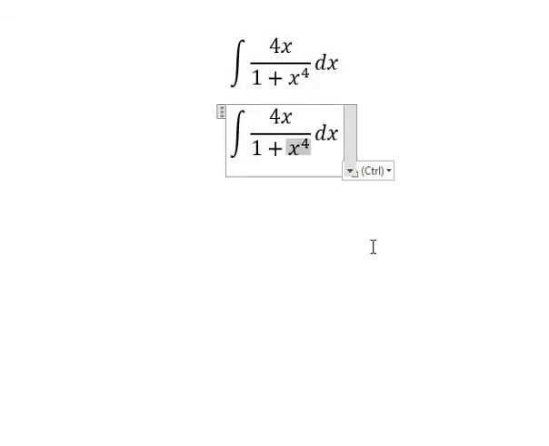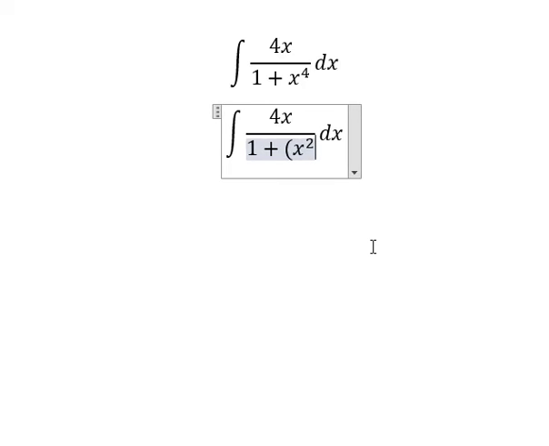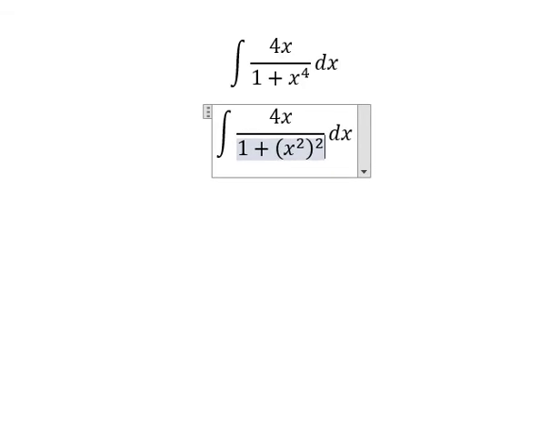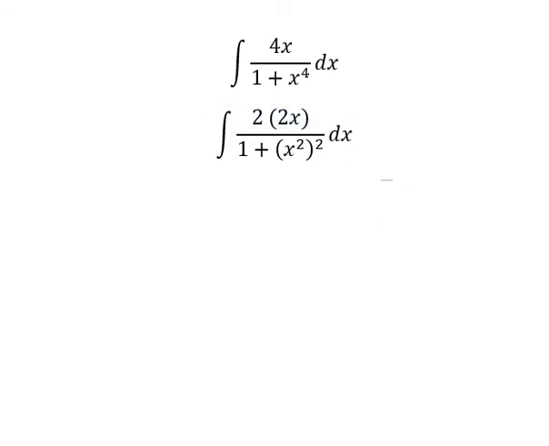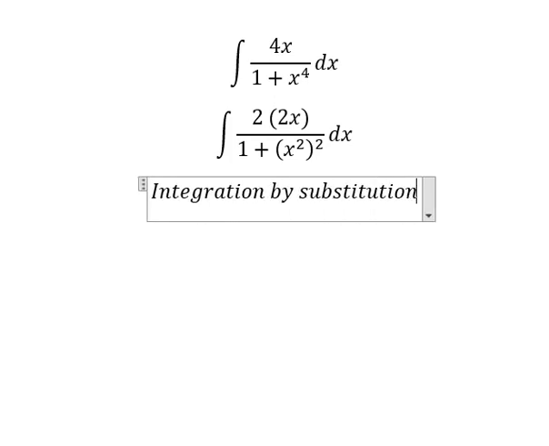This one we can put into s squared, everything to the power of 2. Number 4, that is about number 2 multiplied by 2s. So we can use integration by substitution.